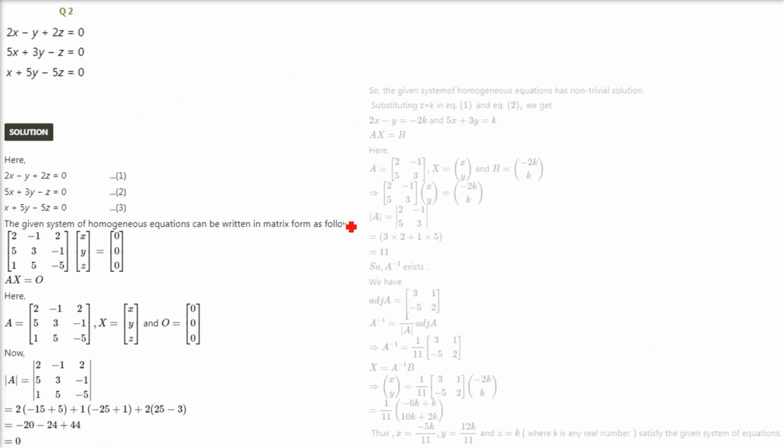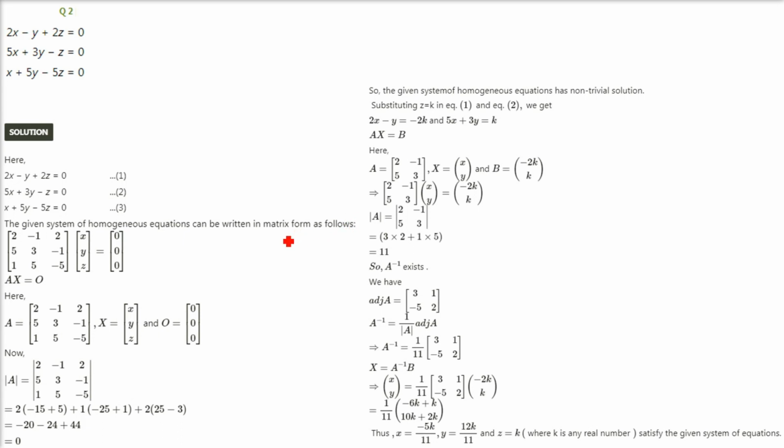So what we do here is, we'll just employ two equations here. First equation, second equation. You can take any of these two. So we can take the first one and we'll assume z to be equal to k. K is any real number that will give you infinite solutions. How? Z equals k, so 2x minus y equals minus 2 into the z, which is k. So 2x minus y equals negative 2k. And then we have 5x plus 3y, and this equals k.